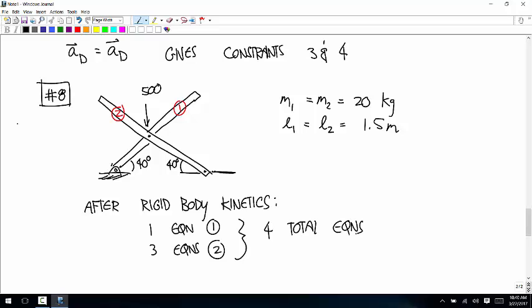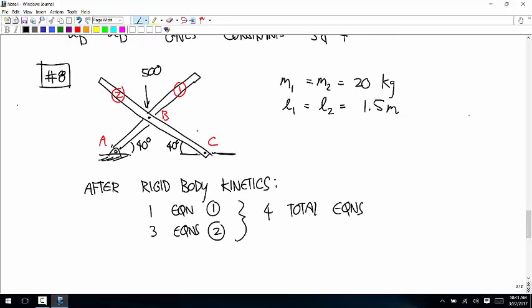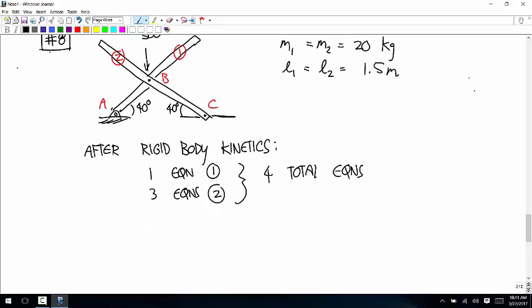How many constraints are we going to have? If I call this A, B, C, there's going to be 2 constraint equations at B because those accelerations have to match. There's going to be 1 constraint equation at C because it just can't accelerate vertically. That's what the slot does for that pin. And so we're going to have 7 variables. We're going to need 3 constraint equations.